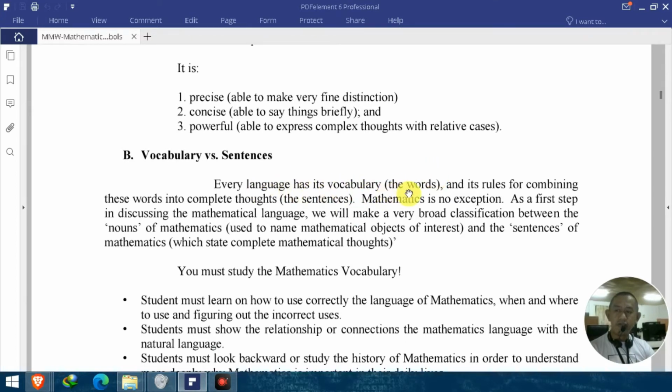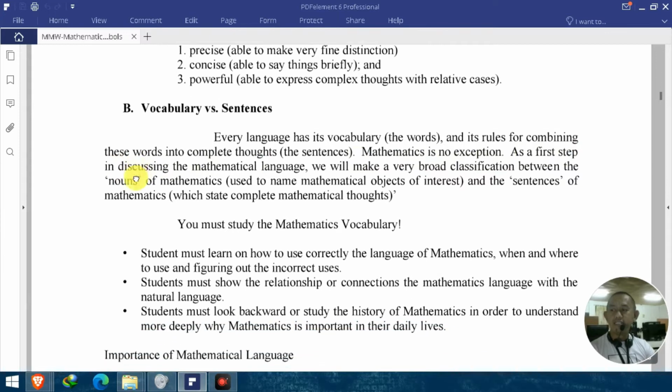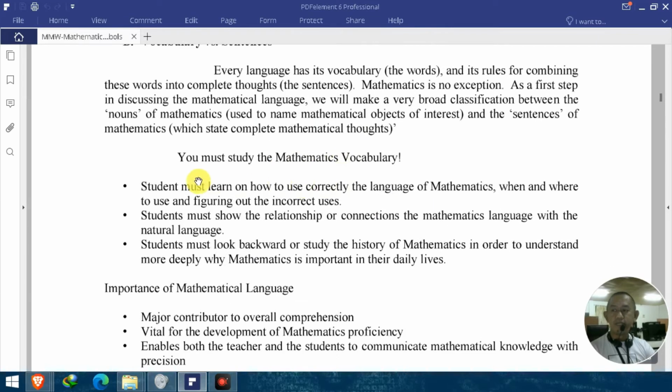Every language has its vocabulary, the words, and its rules for combining these words into complex thoughts. Diba sa English may phrases and then sentences. Mathematics is no exemption. As a first step in discussing the mathematical language, we will make a broad classification, starting with the nouns of mathematics used to name mathematical objects of interest. For example, "You must study the mathematics vocabulary!" That is a complete sentence. Ang end niya is an exclamation point.